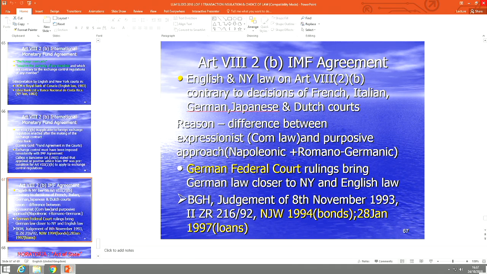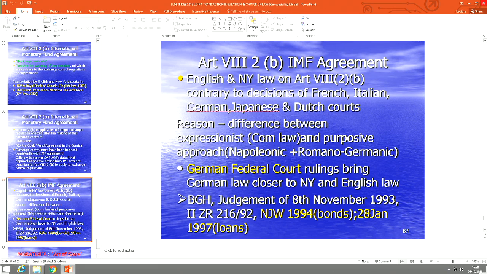That is a very, very different approach. And the difference is straightforward. This is why, 2 weeks ago, I talked about the very different approach of the common law-based systems and the Napoleonic and Romano-Germanic systems. The Romano-Germanic systems will look at the purpose of a legislation, the purpose of a regulation, the purpose of a contractual clause.